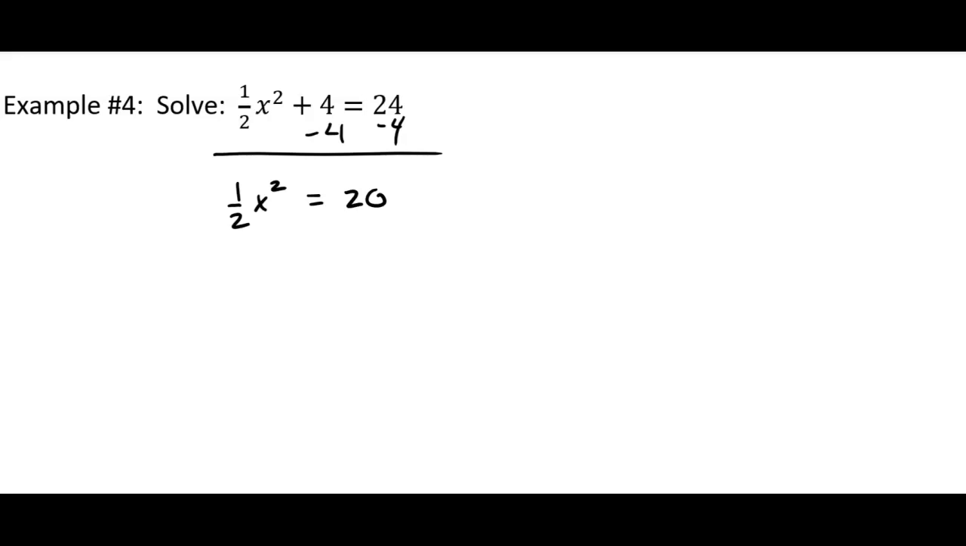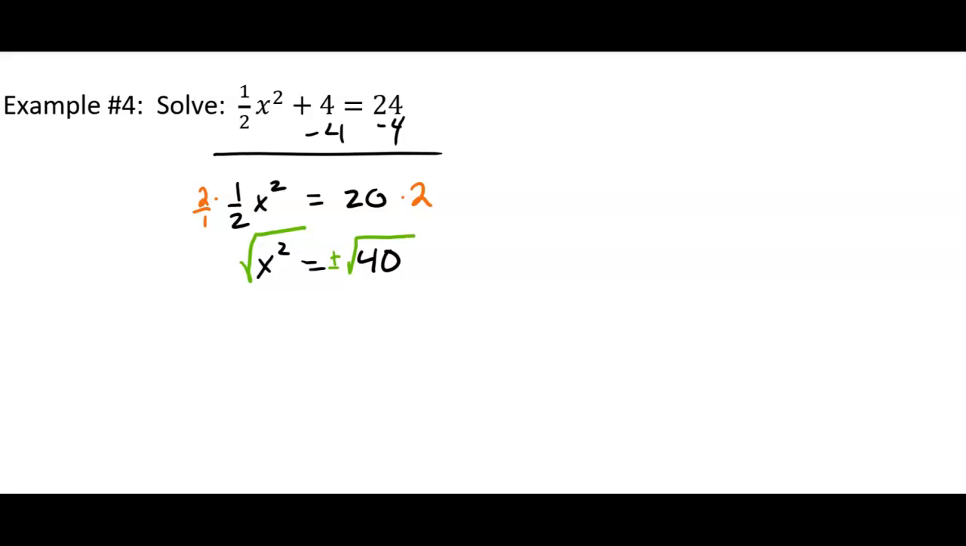Okay, now we want to get rid of that 1/2. So we're going to multiply both sides by 2. When it's a fraction, you can multiply by the reciprocal. You can make it 2 over 1 if you want, but 2, it's the same thing. Okay, so then I have x squared equals 40. Now I'm going to use the square root principle. So I'm going to take the square root of both sides, plus or minus the square root of 40.